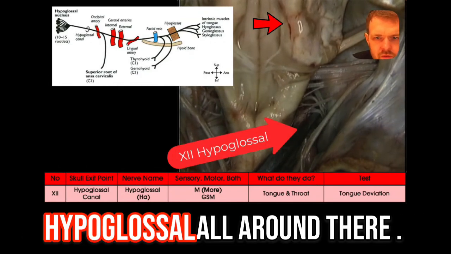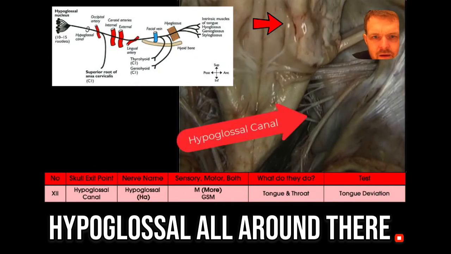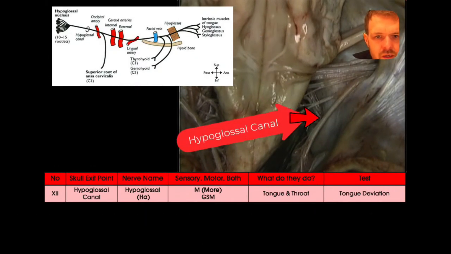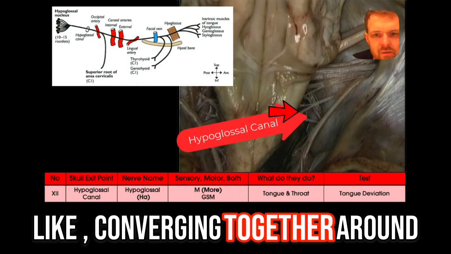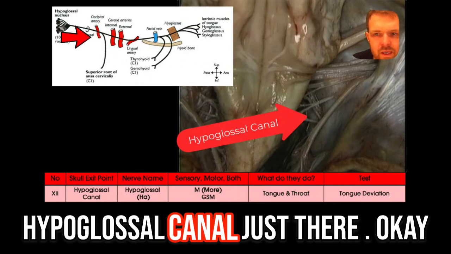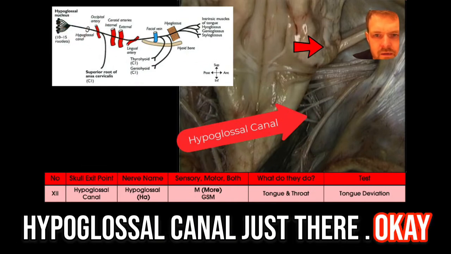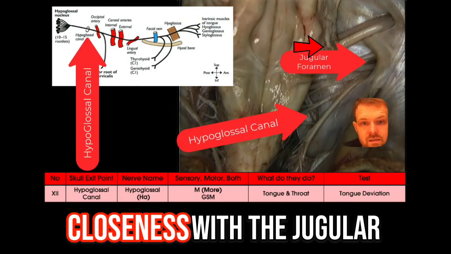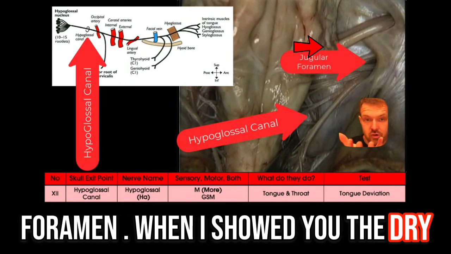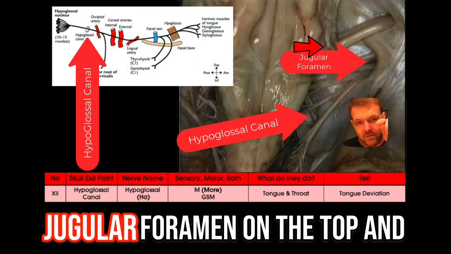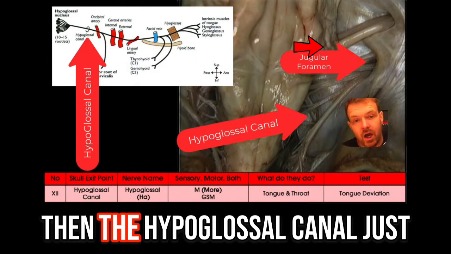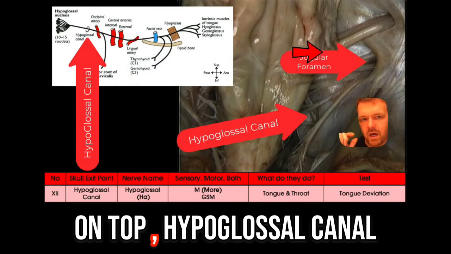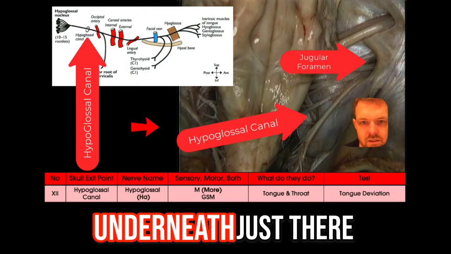The hypoglossal all around there. There we go. Yeah, you can see it a bit easier now. And you can see them all converging together around that point there. That's the hypoglossal canal just there. Okay. You can see the closeness with the jugular foramen. When I showed you the dry skull earlier, you could see the jugular foramen on the top and then the hypoglossal canal just underneath. Okay, jugular foramen on top, hypoglossal canal underneath, just there.